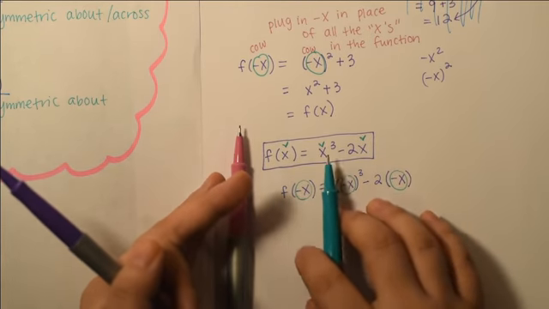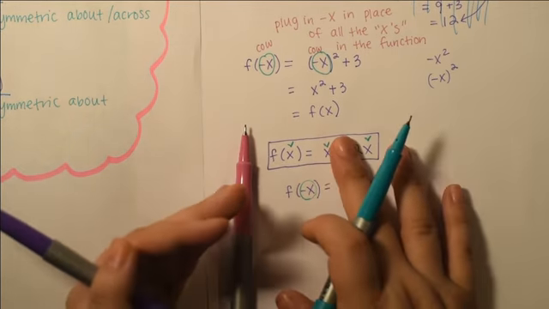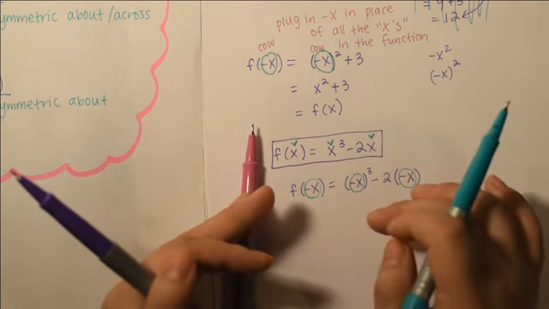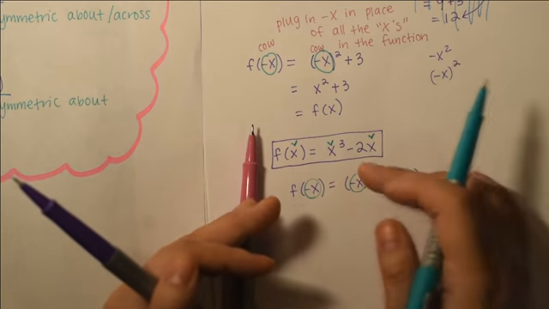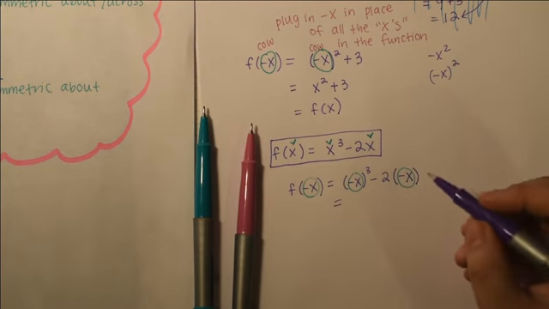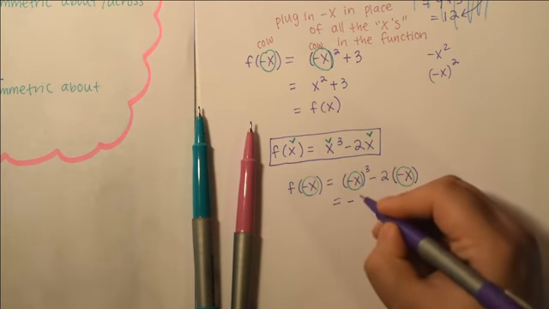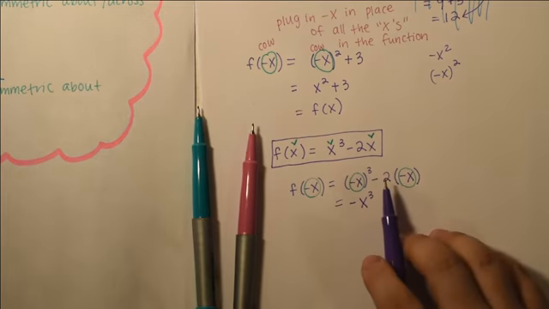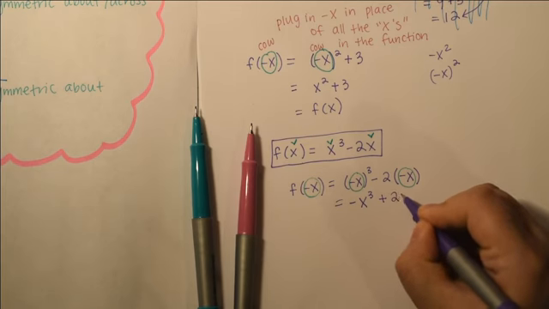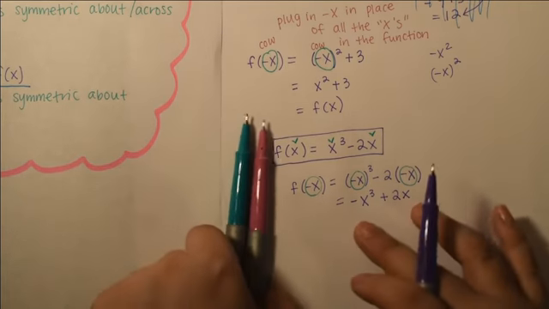But f of x equals x cubed minus 2x means I take my input, I cube it, and then I subtract 2 times that input. And of course, order of operations, so multiplication happens first before the minus. So now we can simplify this algebraically. So negative x to an odd number 3 is still negative, so negative x cubed, and then negative 2 times negative x is plus 2x. And I've pretty much simplified it, right? So that's as far as I can go.